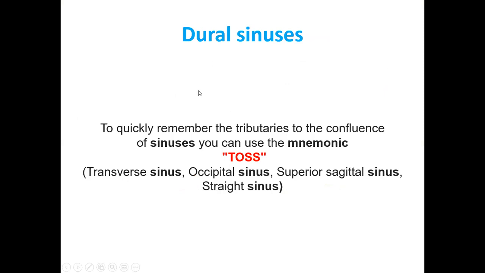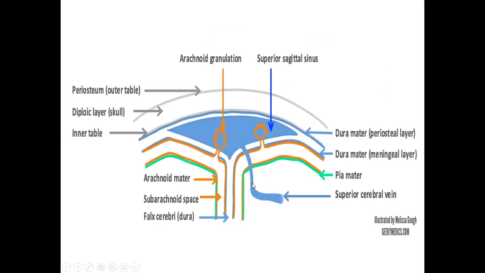Dural sinuses you can remember as the transverse sinuses, occipital sinus, superior sagittal sinus, and straight sinus. Let's see where it is located. It is in the dura. This is called the dural sinus. This is the inner periosteal layer of the dura mater, and this is the meningeal layer of the dura mater, and in between them is the superior sagittal sinus.